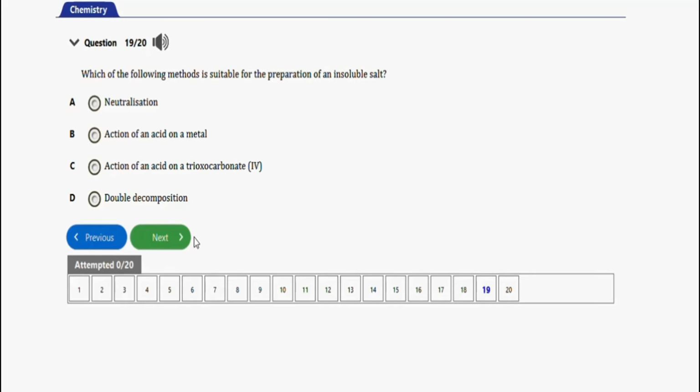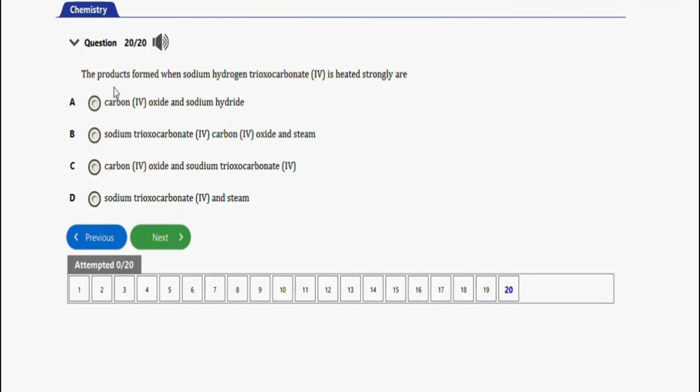Last question before I end this video. The products formed when sodium hydrogen trioxocarbonate(IV) is heated strongly are: option A, carbon(IV) oxide and sodium hydride. No. Sodium trioxocarbonate(IV), carbon(IV) oxide and steam. Yes, so this is the right option. The right option is option B. This basically covers problems involving salts for your WASSCE chemistry. We practiced with about 17 to 20 repeated questions. Hope this was interesting.